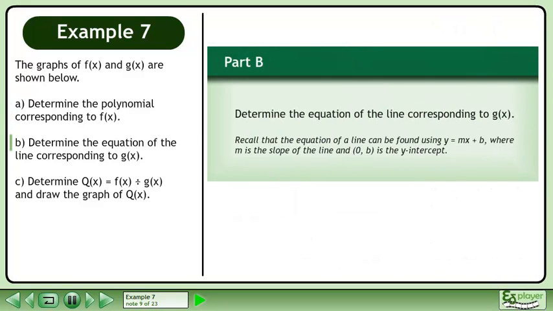Now we'll move on to part B. Determine the equation of the line corresponding to g(x). Recall that the equation of a line can be found using y = mx + b, where m is the slope of the line and b is the y-intercept.